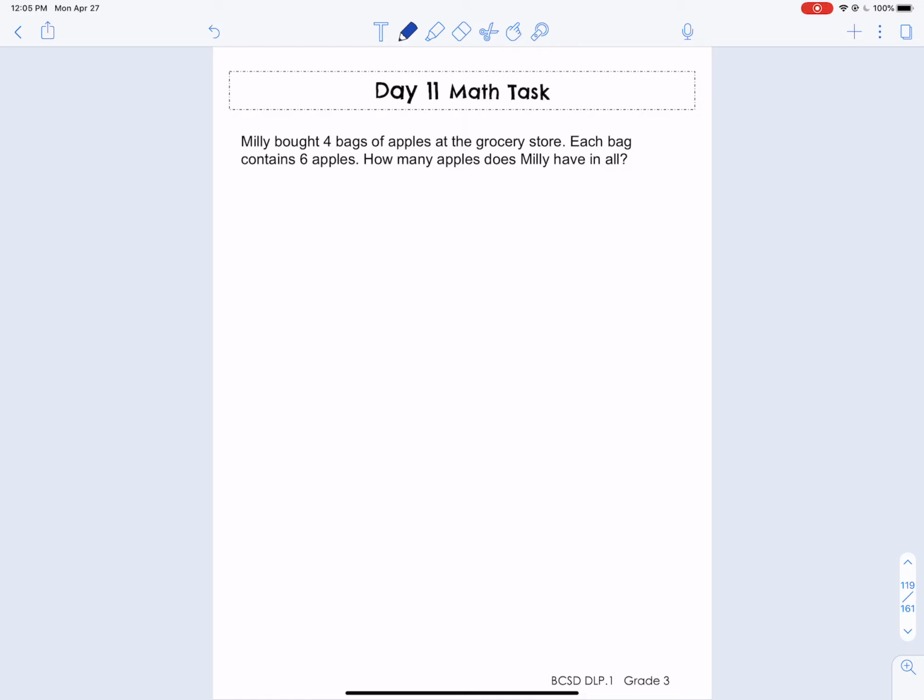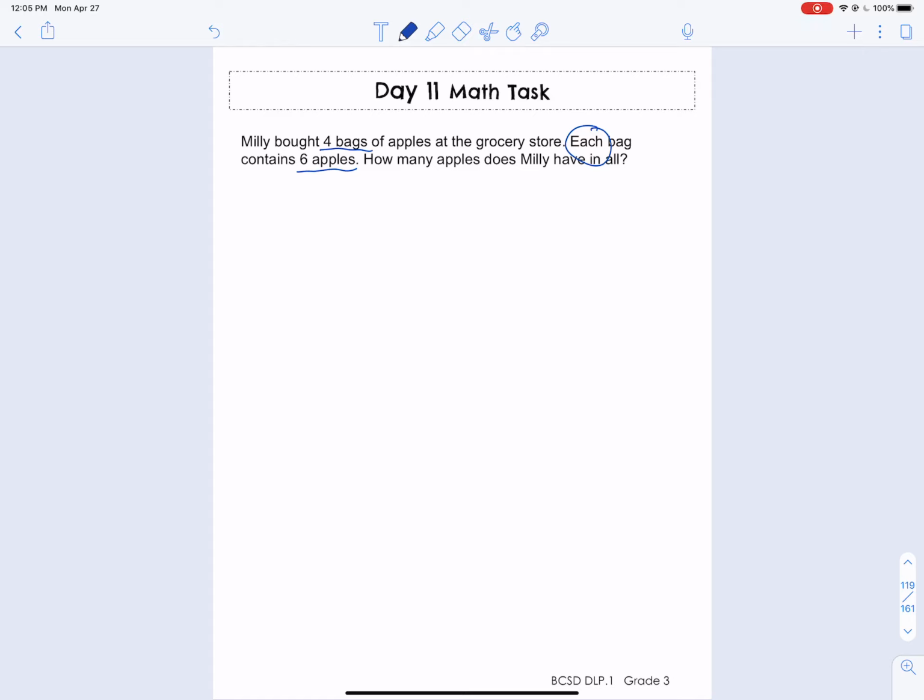Okay, this sounds like a classic multiplication problem because it says 4 bags of apples, and each bag contains the same number of apples, 6 apples. So that clues me into multiplication. Now I need to find the total amount of apples. So I can use any multiplication strategy that makes sense to me.